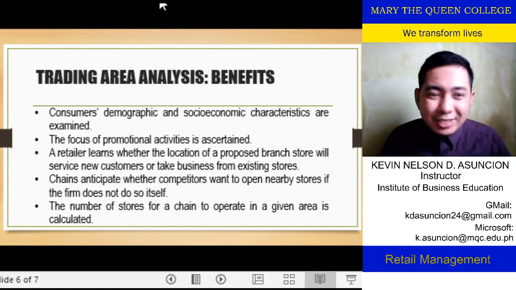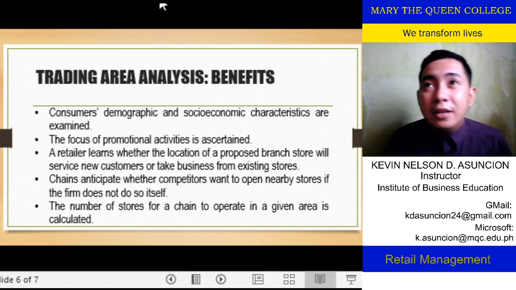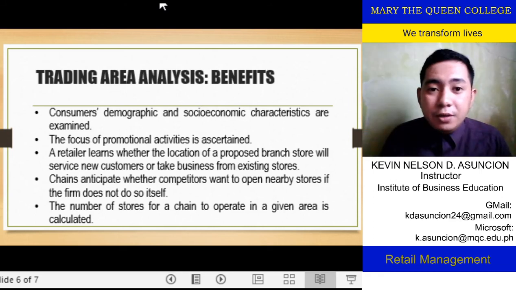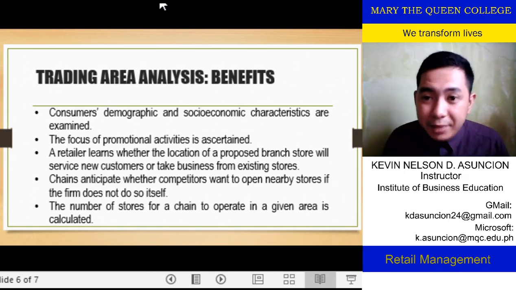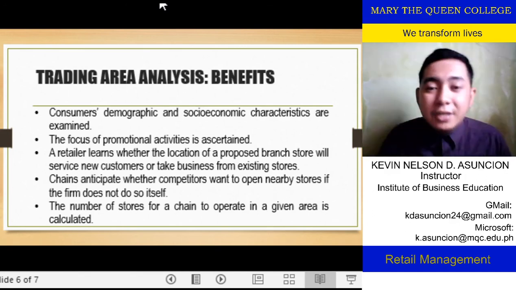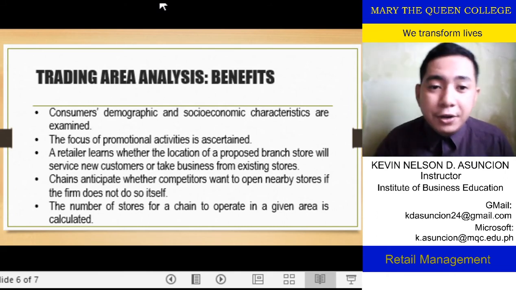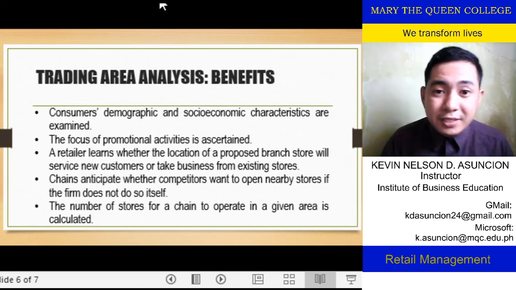You get to understand the place. You get to understand the location. Consumers demographic and socioeconomic characteristics are examined. Katulad ng mga naging activities natin in identifying and understanding your customers. You can also understand demographics and socioeconomic characteristics as I made mention earlier. So the focus of promotional activities is ascertained.